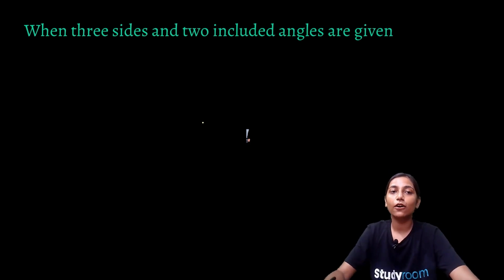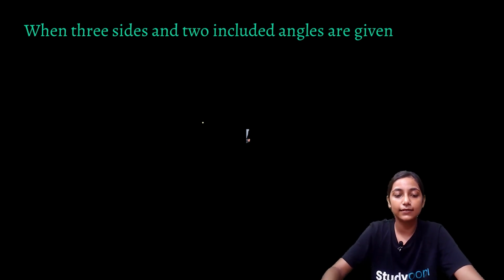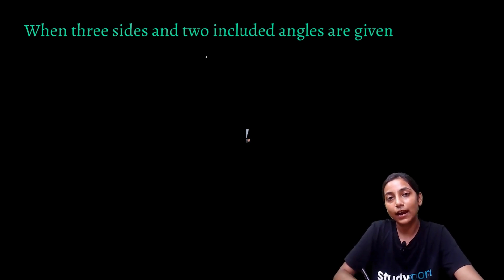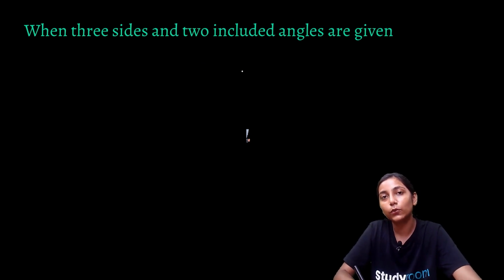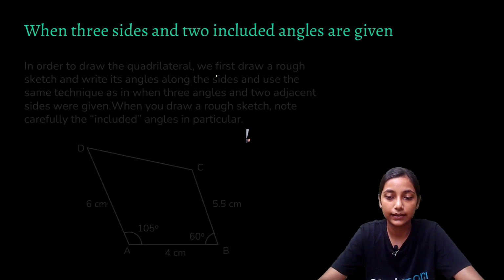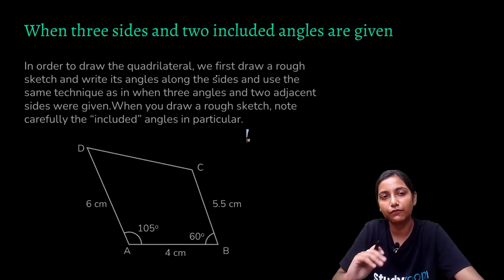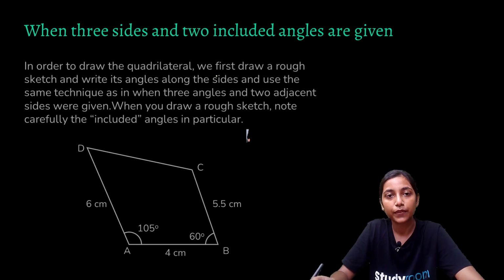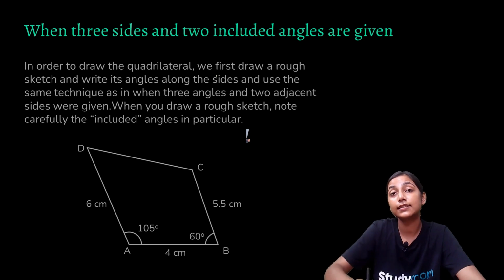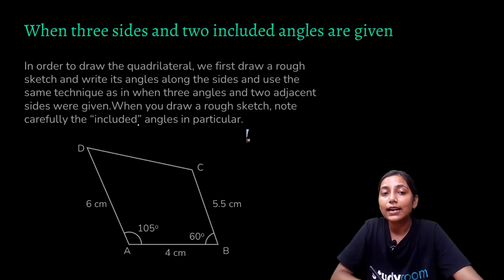The next combination is when three sides and two included angles are given. So what are we given now? We are given three sides and two included angles, the angles that are included in those three sides. So in order to draw the quadrilateral, we first draw a rough sketch. In every condition, we are going to first draw a rough sketch that is going to give us some idea about the quadrilateral. Write its angles along the sides, and use the same technique as when three angles and two adjacent sides were given. When you draw a rough sketch, note carefully the included angles in particular. Yes, so we need to note carefully the included angles in particular, right?